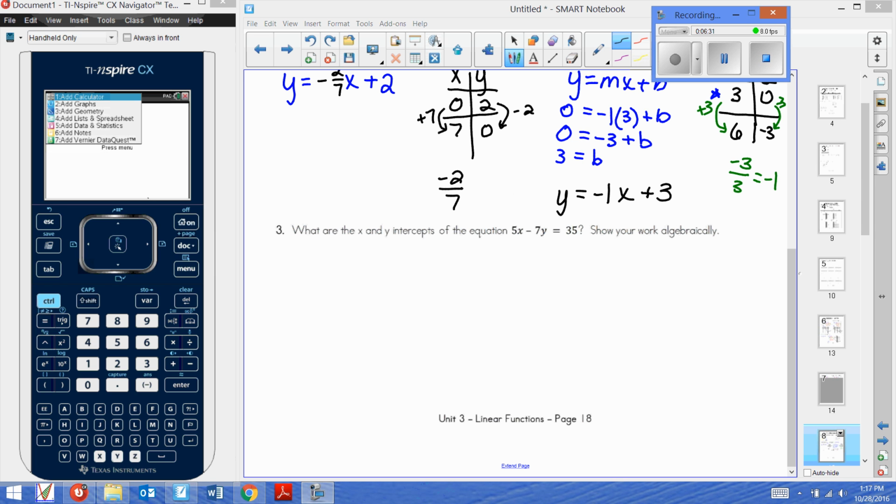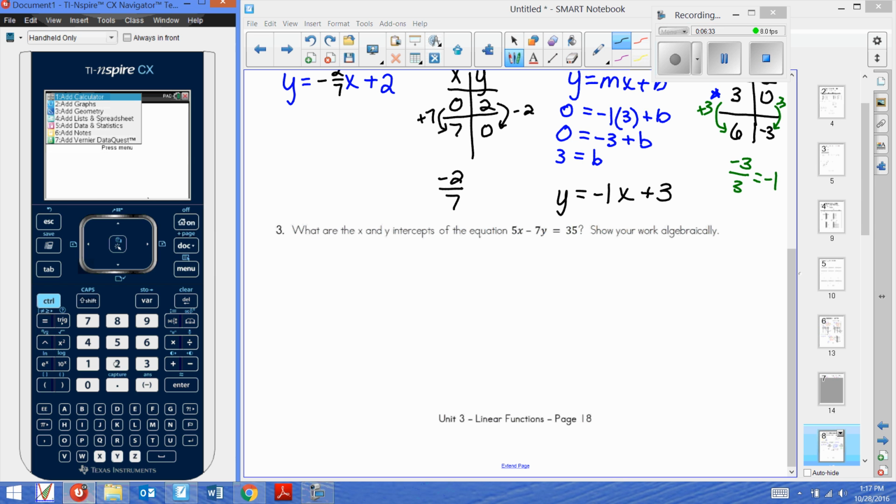So let's see. Let's add a graph. And this is weird. I don't have y equals notation, so let's think. I need to delete, and I want a relation now. Now I can type in anything I want. So 5x minus 7y equals 35.